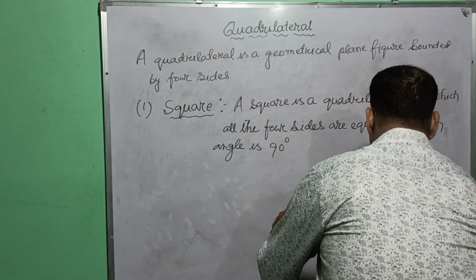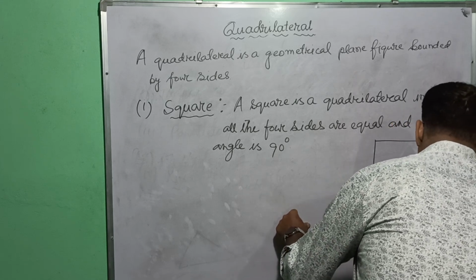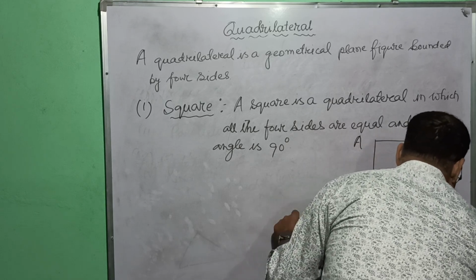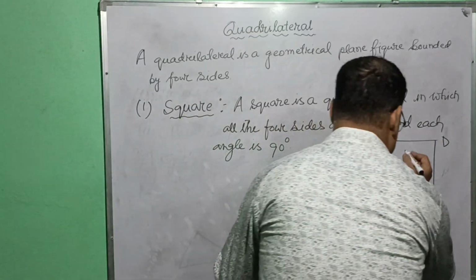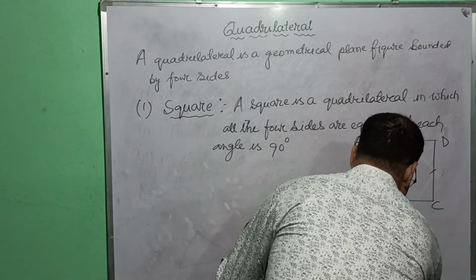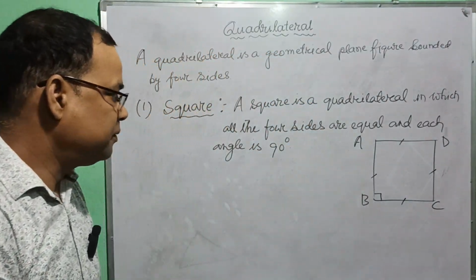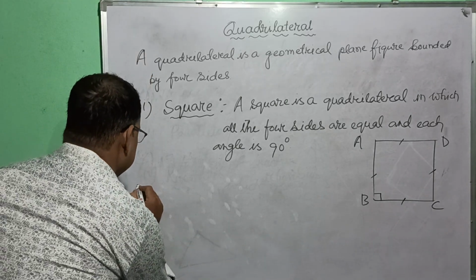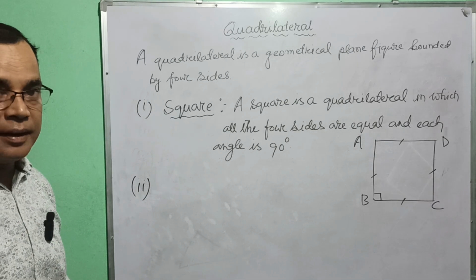So if we draw a square, we can draw it in this way. So here ABCD is a square in which all these four sides are equal and each angle is 90 degree. So this is the simple figure of a square along with the definition. Now in number 2, I'll define a rectangle.